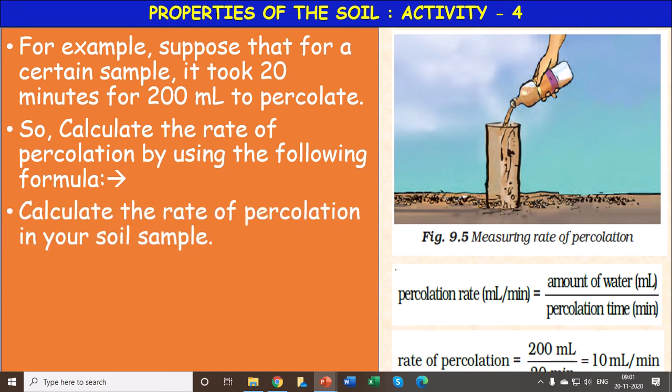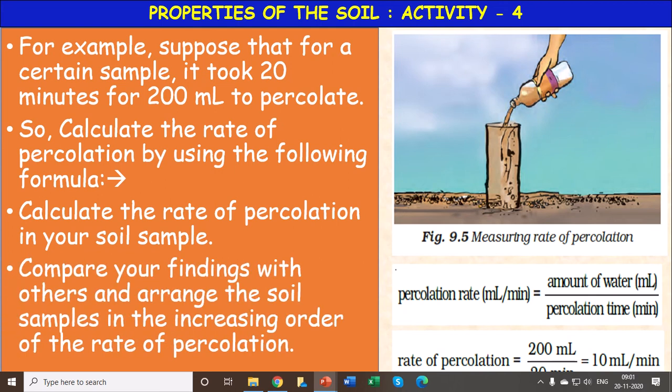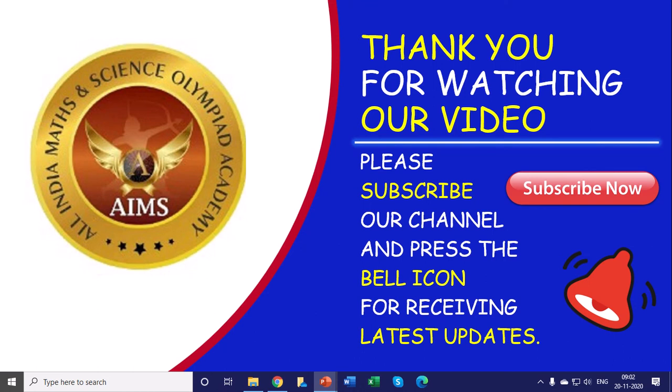Calculate the rate of percolation in your soil sample and compare your findings with others. Arrange the soil samples in the increasing order of rate of percolation. Okay children, this is the first property we are measuring. So do this experiment and find out the result.